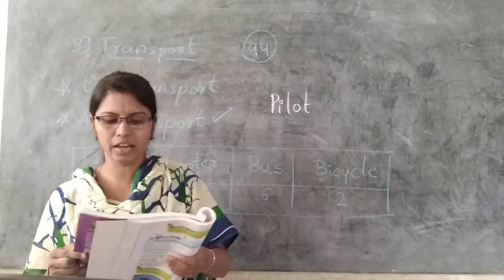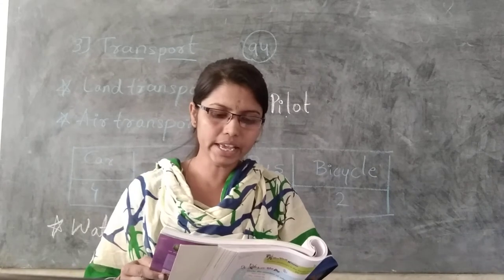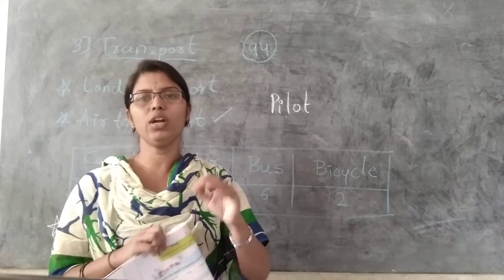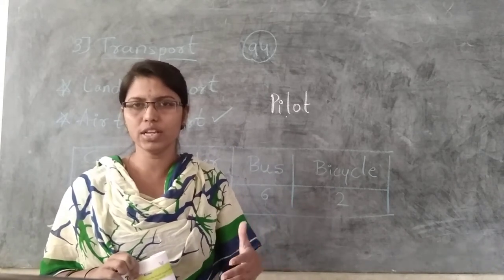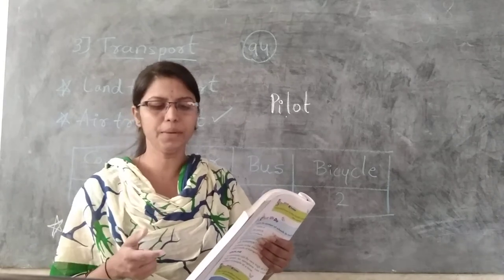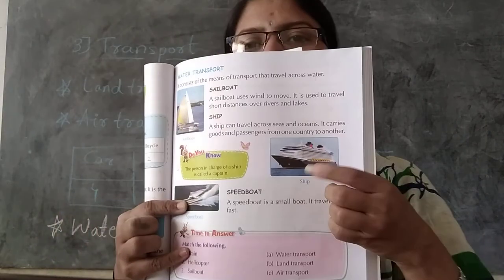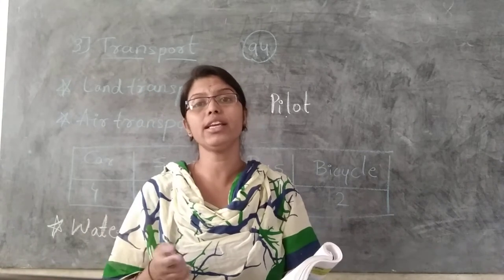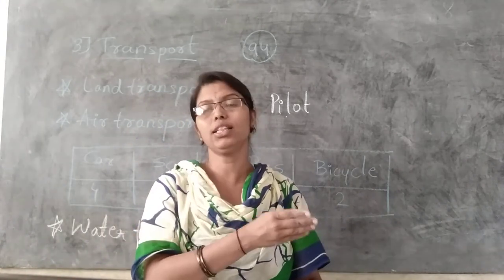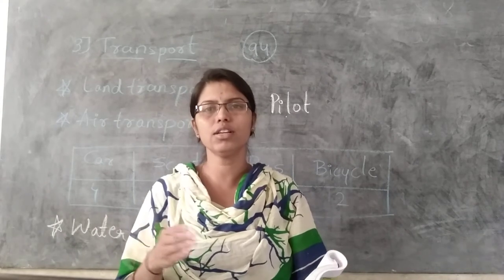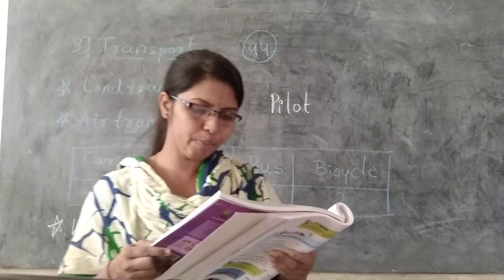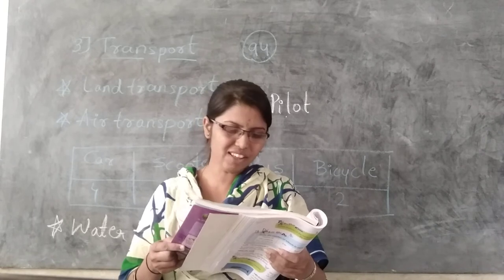A ship can travel across seas and oceans. It carries goods and passengers from one country to other. Sailboats cover only short distance, and this one is ship. See the picture of ship, how big it is. So it carries number of people and also carries goods from one country to other country. It's a far long distance. It covers long distance. Okay. Next one is speedboat. A speedboat is a small boat. It travels very fast.